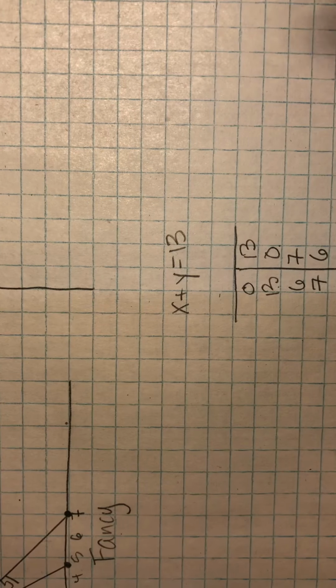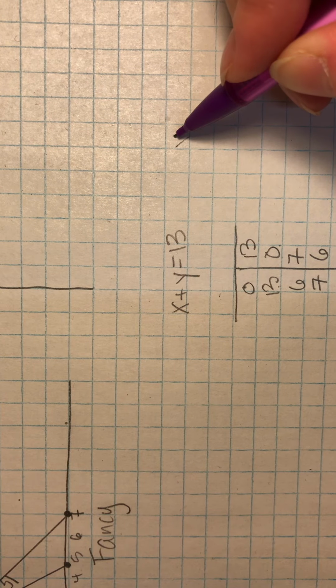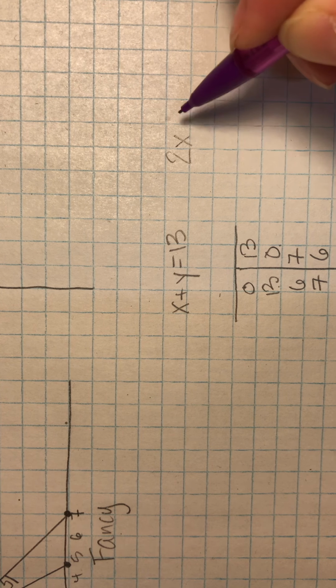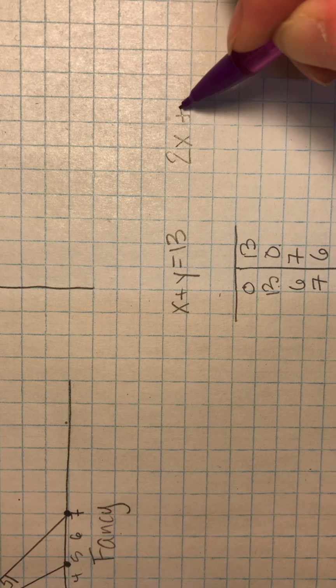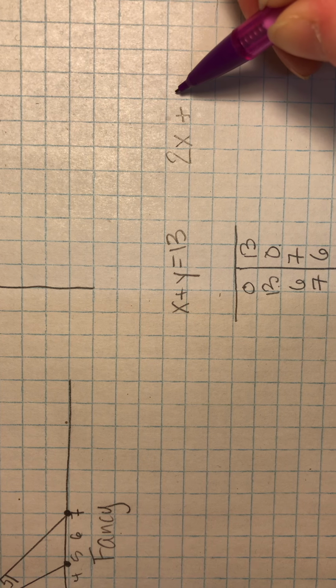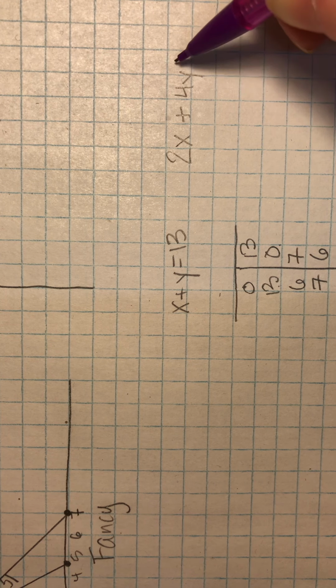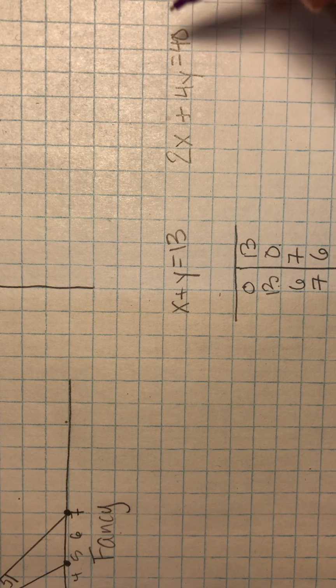Okay, and then we have things like 6 and 7, 7 and 6, and so on. Then we're going to do the next one for our t-chart, and this was 2 legs for chickens. My x was chickens, and my y is pigs. So 2x plus 4y for pigs, and that equals 40.